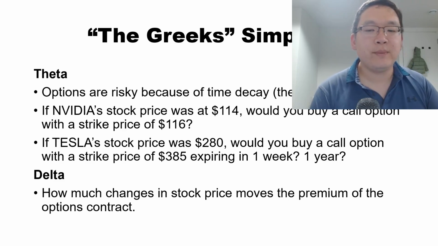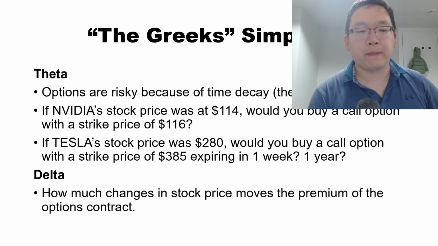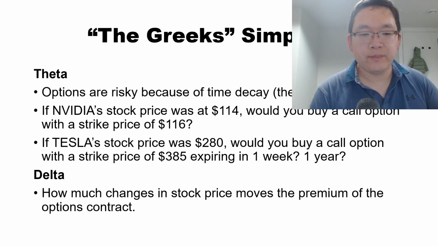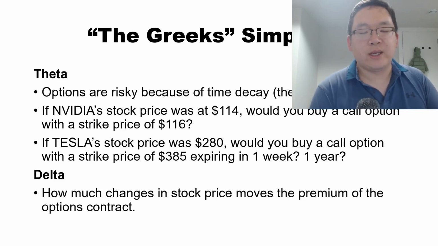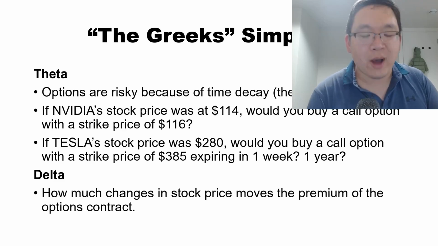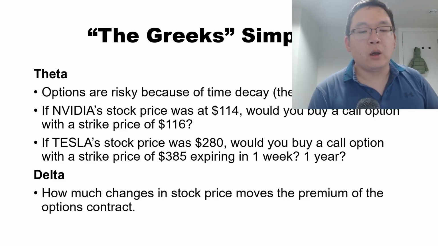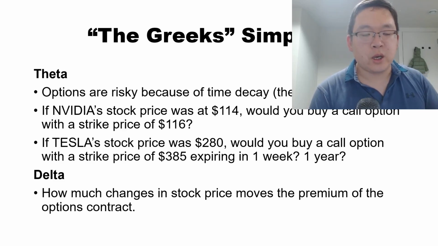So that's theta. In my opinion, this is the most important Greek. The second one is delta, and delta basically dictates how much the contract of the option is worth, aka the premium, based on the stock price. So if delta was, let's say, 0.5, that means for every dollar that the stock price goes up, the options contract gains 50 cents.